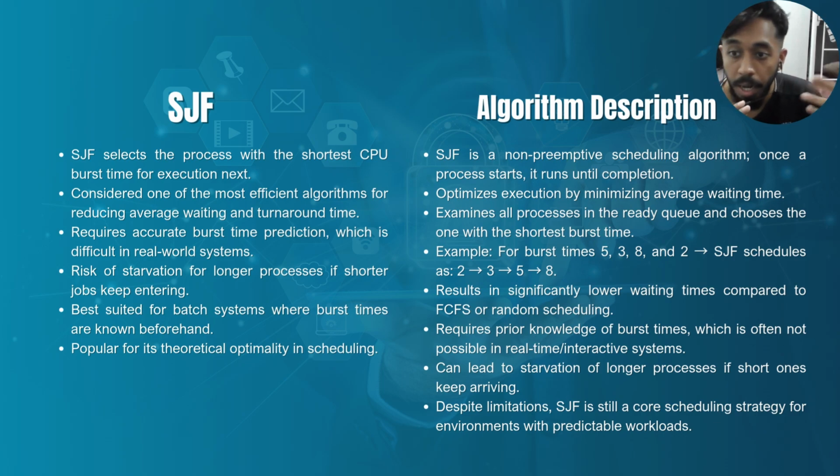When we say that SJF is non-preemptive scheduling, it means once a process starts, it runs until completion. Preemptive means it can interrupt a running process if a shorter process arrives, but SJF is non-preemptive: once a process starts, it runs till completion. This minimizes the average waiting time and is good for batch systems. But it's hard to predict actual execution time. Long processes might never run because short ones keep arriving, so the long processes are starving for completion, and it's not practical for interactive systems.